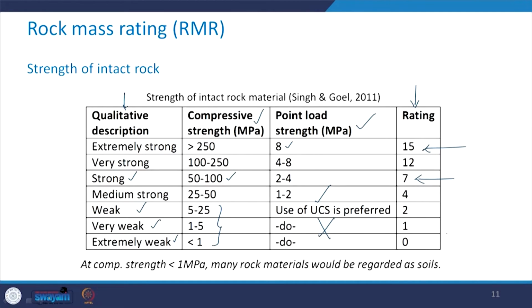Now, you can see that as the quality of the rock gets better, the rating towards RMR with respect to the strength of the intact rock also increases. So, it is 0 for extremely weak and 15 for extremely strong. Any compressive strength less than 1 megapascal, many rock materials would be regarded as soils. So, accordingly, you need to assign the rating as 0 for this case.